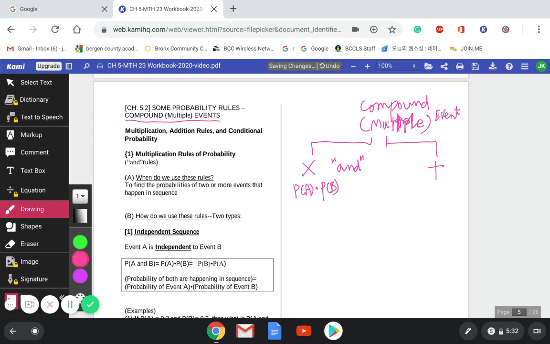Now, we're going to talk about the multiplication rule of probability. The keyword is AND, so sometimes they call it the AND rule. So when do we use this? We use this to find the probability of two or more events that happen in sequence. But in this multiplication rule, there are two types. One we call independent. One we call dependent.